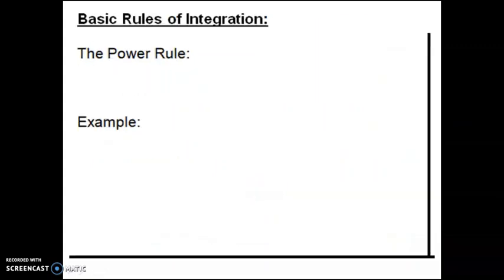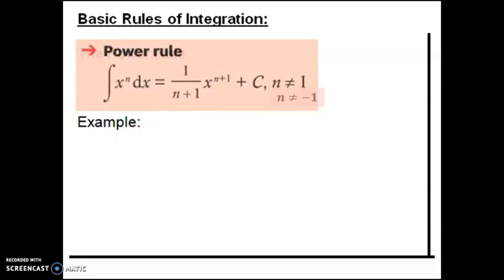Now let's look at the basic rules of integration. So first of all, the power rule. We've already done that rule, but here it is. We're just going to reiterate that rule. We have an integral of some function with an exponent, and the integral of that is this, plus c. And please know that n cannot be equal to -1. This will not work if this exponent was -1. We can talk about that later.